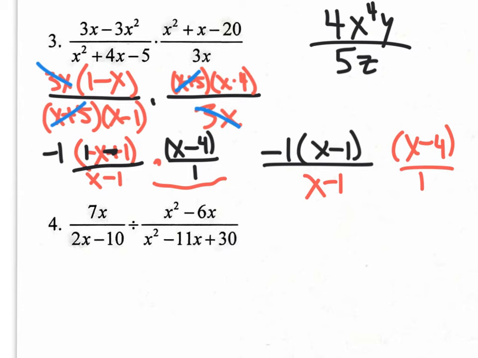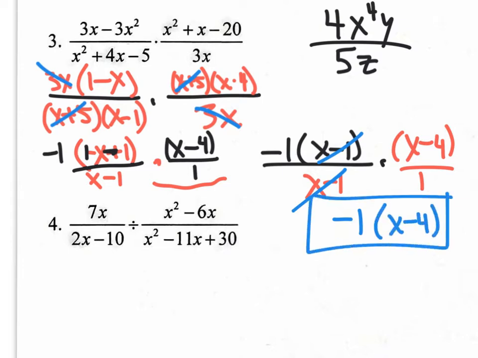over 1. So, of course, we could now cancel the x minus 1 up on top with the x minus 1 on the bottom, and your final answer, number 3, will be a negative 1 on the outside with the x minus 4 on the inside. That's your final answer, or you could rewrite it as negative x plus 4. It's completely up to you. Got it? Question?